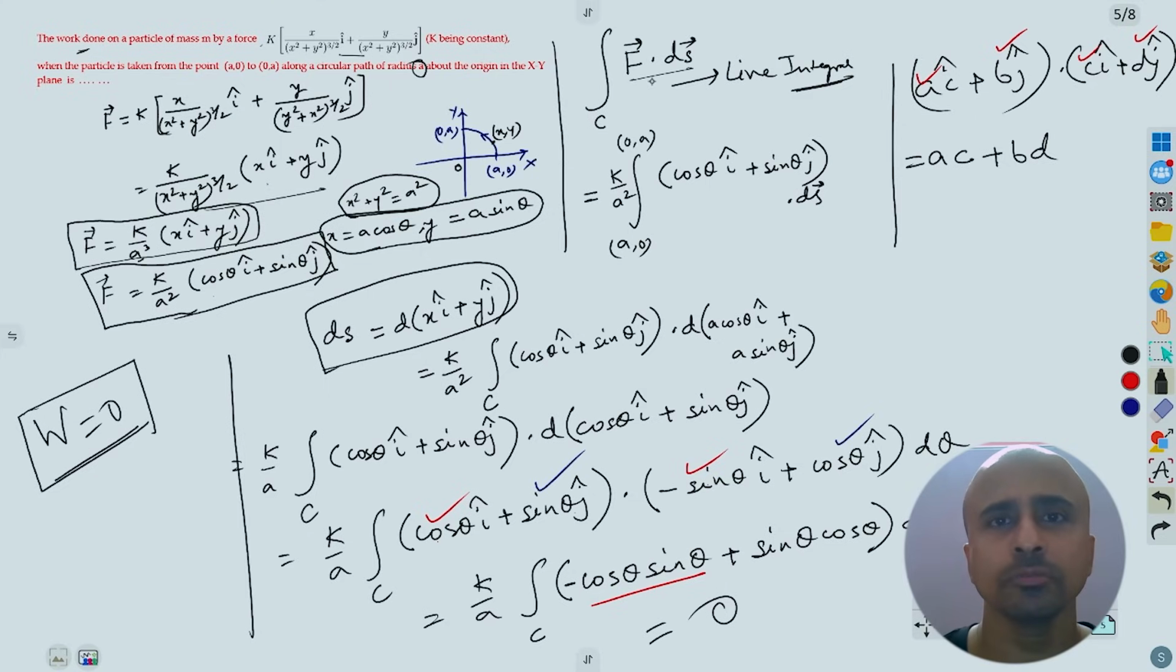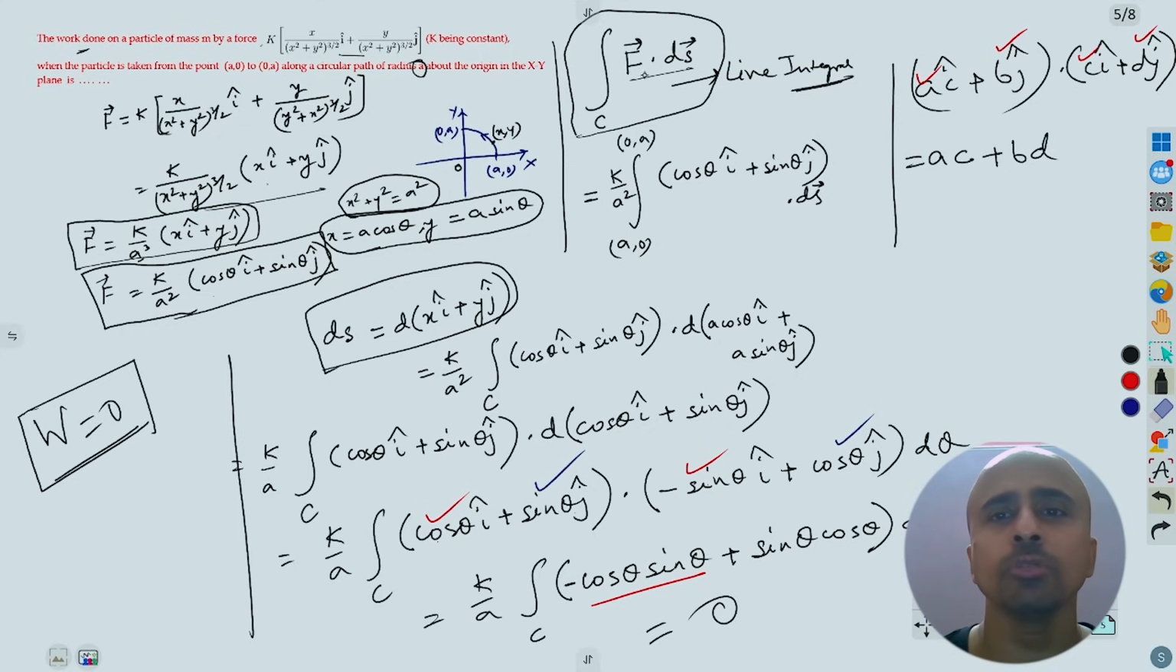This we know from the junior class: F dot displacement is the work done. So the total work done to take the particle from this point to this point along this circular path can be obtained from this line integral. Total work done to take the particle from this point to this point along the circular path can be obtained from this line integral formula.